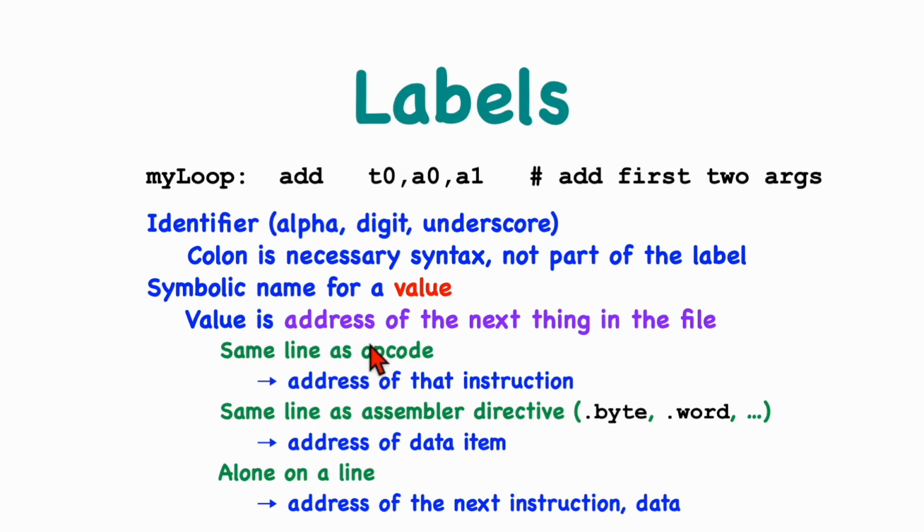So if it's on the same line as an opcode, as we see in this example, it's the address of that instruction. If it's on the same line as some assembler directives, such as a byte or word directive, that define a data item, well, it's the address in which that item is placed in memory. We can also have labels that occur alone on a line by themselves, in which case it's the address of the next thing that occurs in the file, which is presumably an instruction or some data.